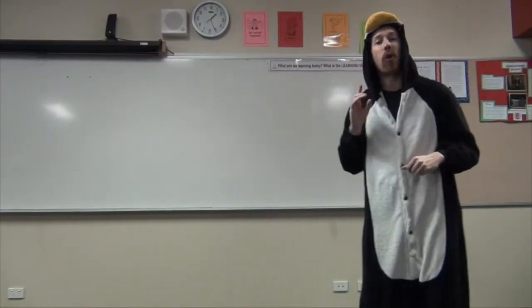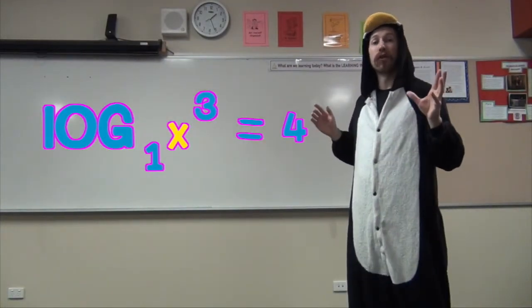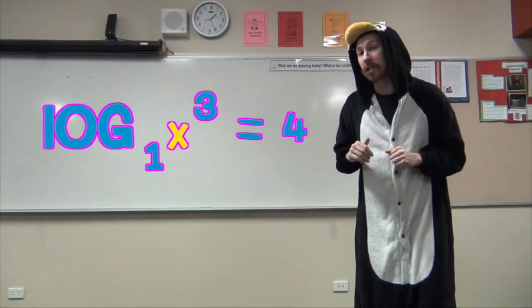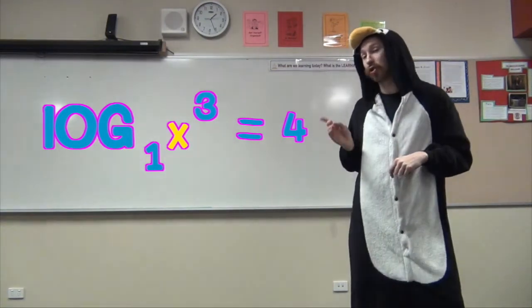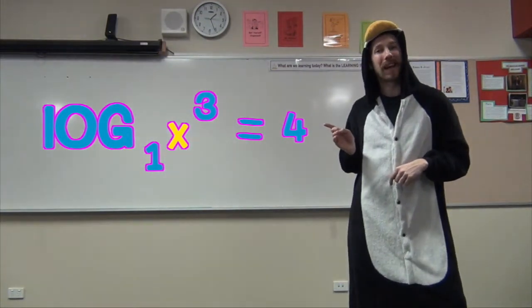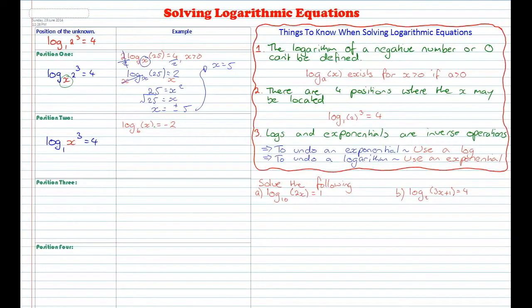Awesome, so that's position 1 done. Let's go through now and have a look at how to solve logarithmic equations when the unknown is in position 2. That is what you can see here. Let's check it out. Alright, so now we're going to look at how to solve logarithmic equations with x being in the second possible position. That is where you've got x being here.